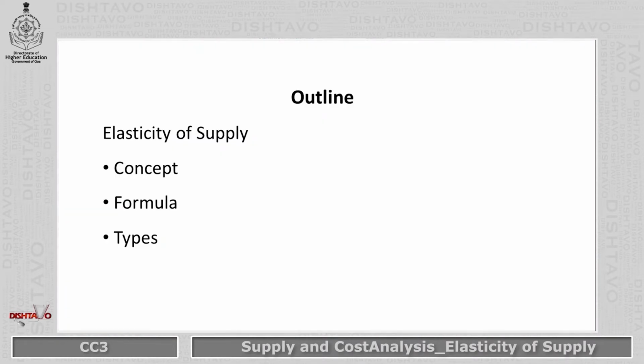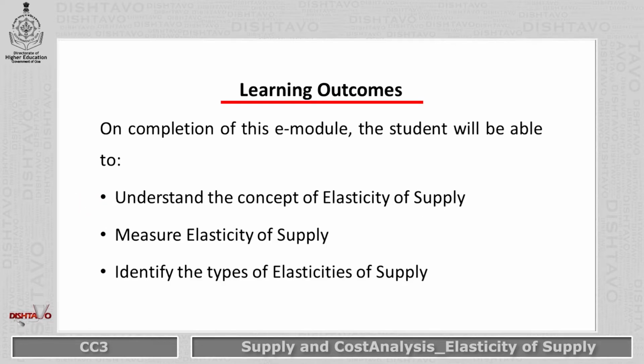I will take you to module number 21 of Unit 2, Supply and Cost Analysis. The outline of this module is elasticity of supply: concept, formula and types. On completion of this e-module, you will be able to understand the concept of elasticity of supply, measure the elasticity of supply and identify the types of elasticity of supply.